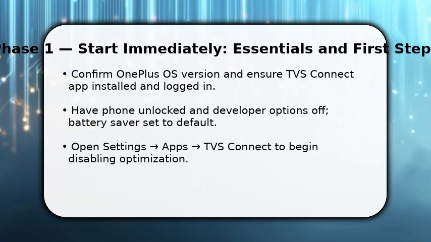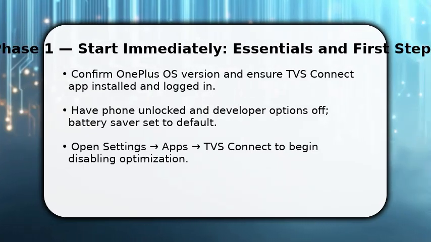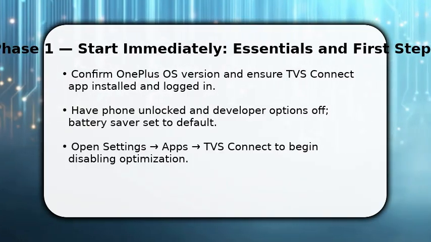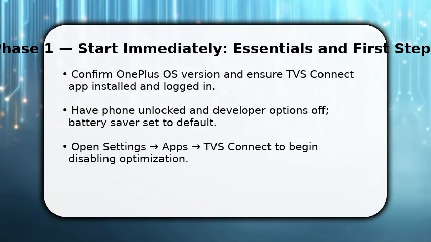Enjoy the video. You start by checking Essentials. Your OnePlus is updated and TVS Connect is installed. Open Settings, then Apps, and find TVS Connect. This is where you act.